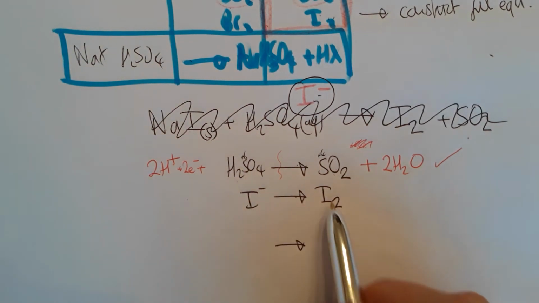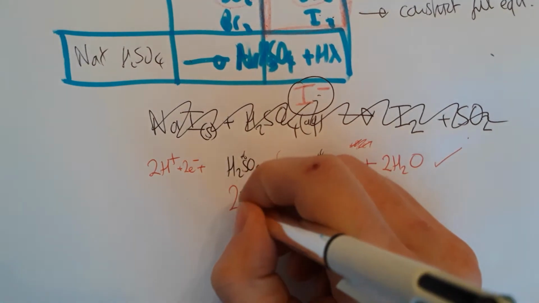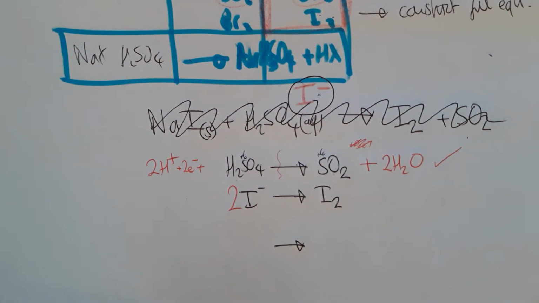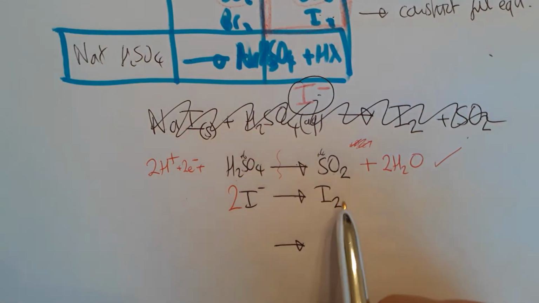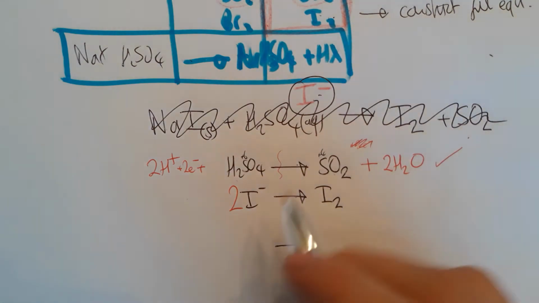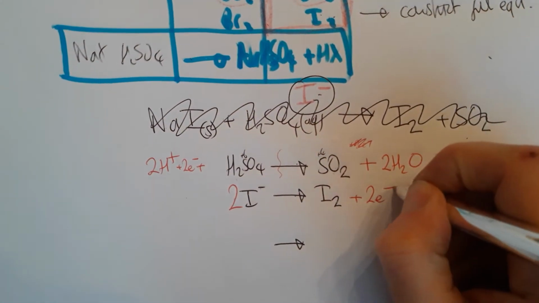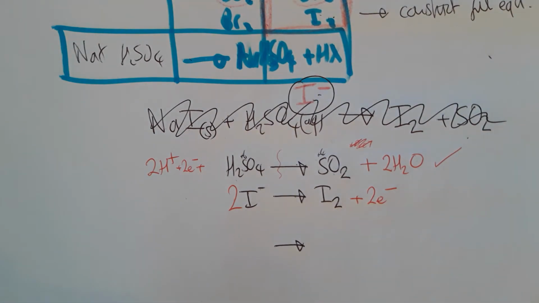I minus into I2. The first rule is balance any elements that you can, right? Done. Balance any oxygens with water. There's no oxygens in this half equation. Balance any hydrogens with H+. There's no hydrogens. Balance any charges with electrons. There's 2 minuses on this side, so I'm going to put 2 minuses on this side. Without me talking through this, it's an incredibly quick process.